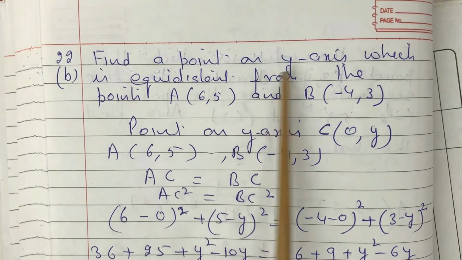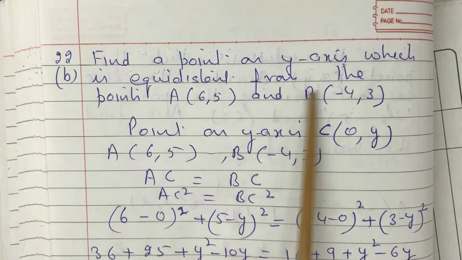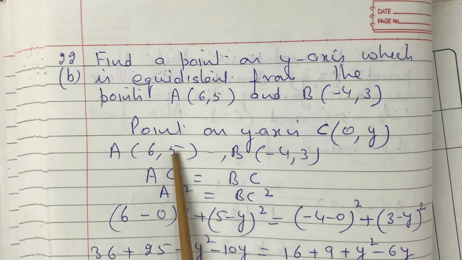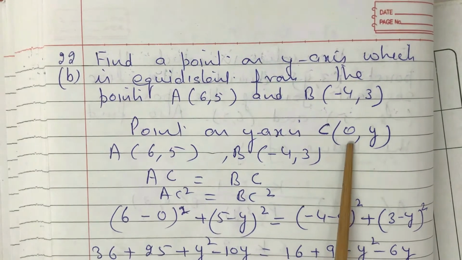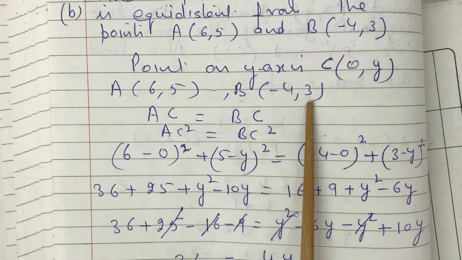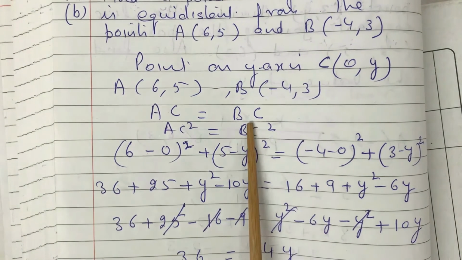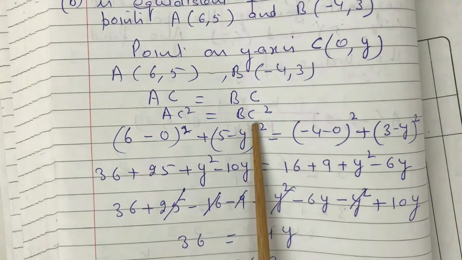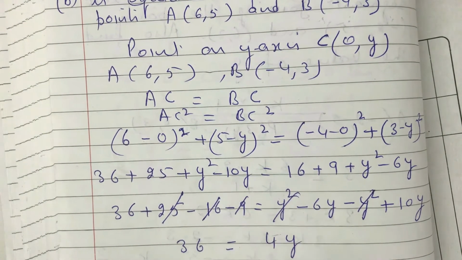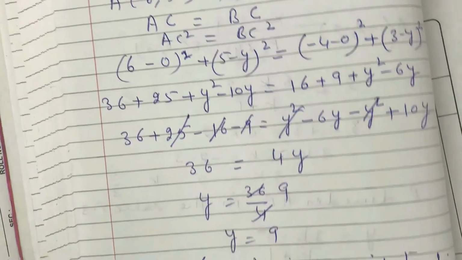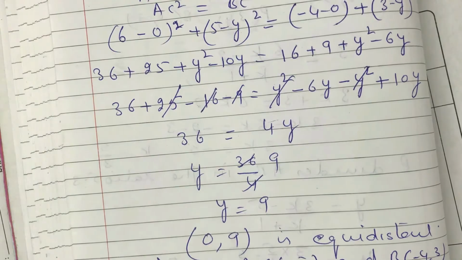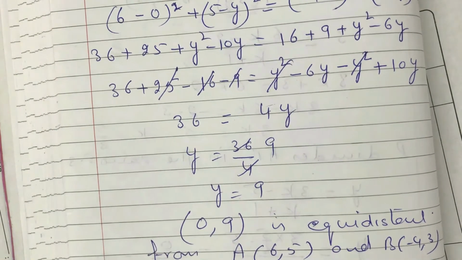22nd question, B part. Find a point on the y-axis which is equidistant from the points A (6, 5) and B (minus 4, 3). Now a point on the y-axis is (0, y). So A is (6, 5), B is (minus 4, 3). AC is equal to BC, so AC square is equal to BC square. Apply the distance formula and you will get the value of y as 9. So (0, 9) is equidistant from points A (6, 5) and B (minus 4, 3).